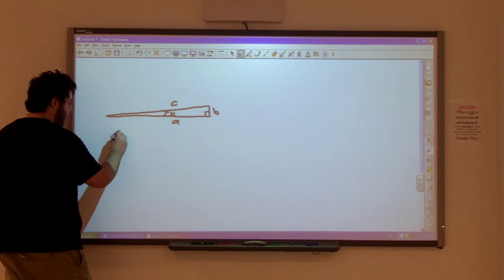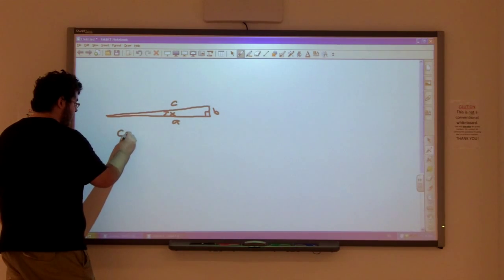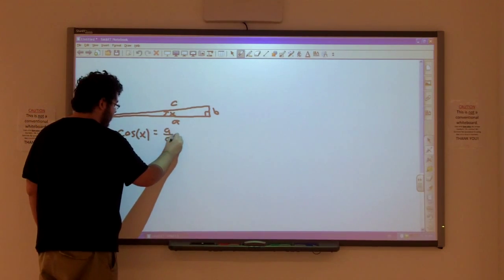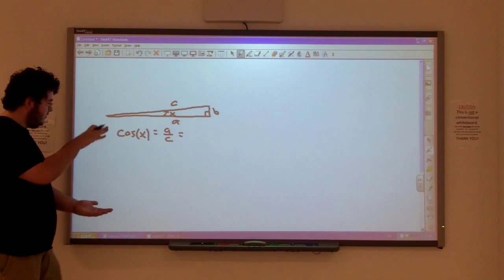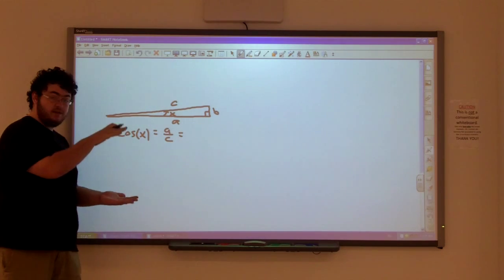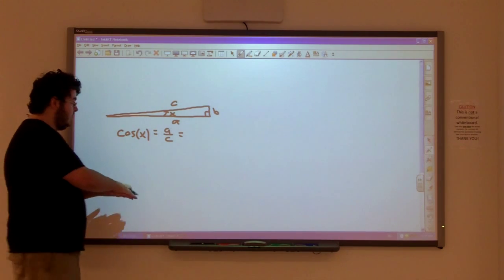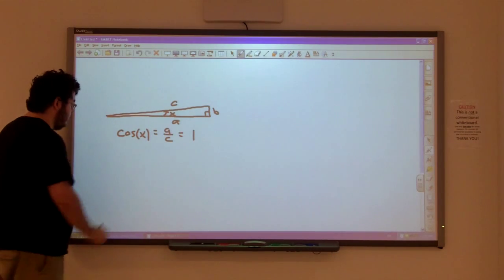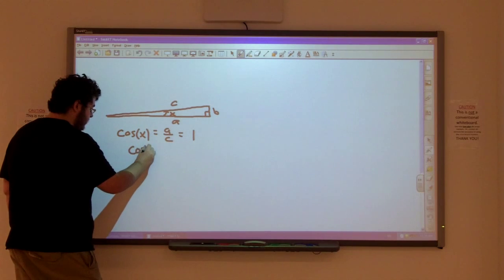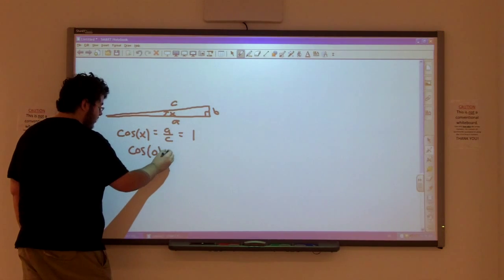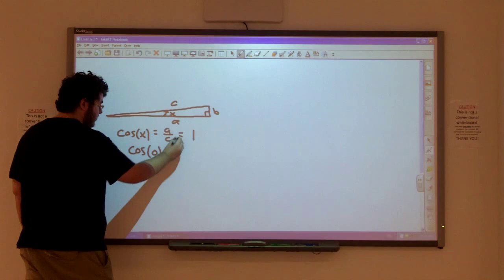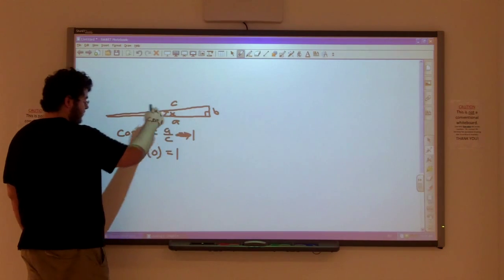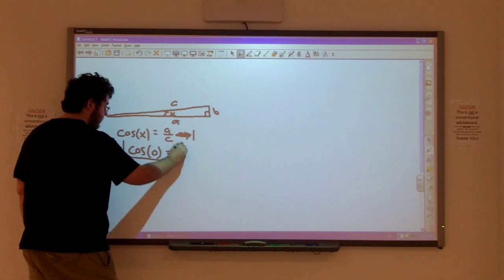So we can say that the cosine of x, which is A over C, well, as B gets smaller and smaller, as the angle x goes to 0 and you don't have an angle, A is going to be C. So this is going to be 1. So we can say cosine of 0 is 1. So really this goes to 1 as that gets to 0.